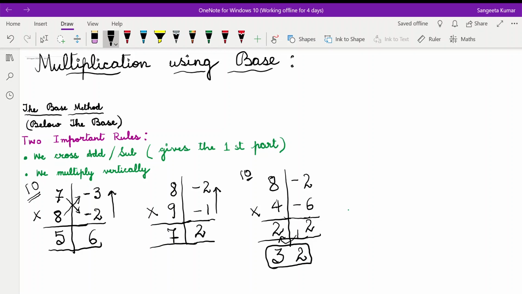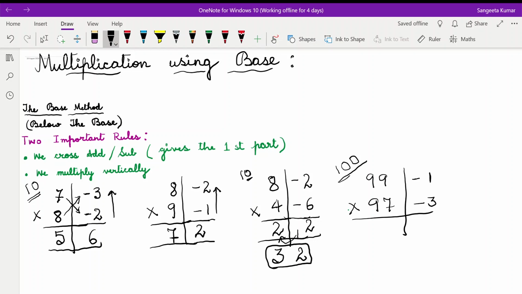So here I'm going to take now one example of two-digit number. Suppose I have taken 99 to be multiplied with 97. Again, we write down the difference. Here we know it is minus 1 and here it is minus 3. Since 99 and 97 both are close to 100, so our base is 100. So we have taken the difference from 100. 99 is 1 less than 100 and 97 is 3 less than 100. So here the base is 100.